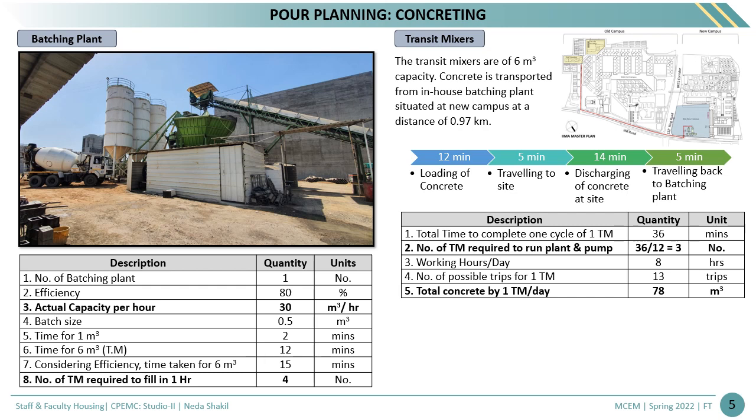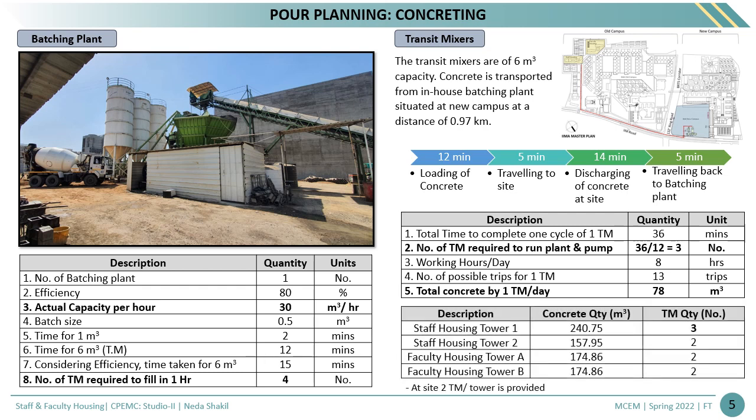Since the site is operable for 8 hours, 78 cubic meters of concrete can be attained by 1 TM per day. With this, we calculated the number of TMs required for each tower, where we observe 2 TMs are sufficient, but for staff housing tower 1, 3 TMs are required and the site only provides 2 TMs, so this may be one of the reasons for delay in the activity.